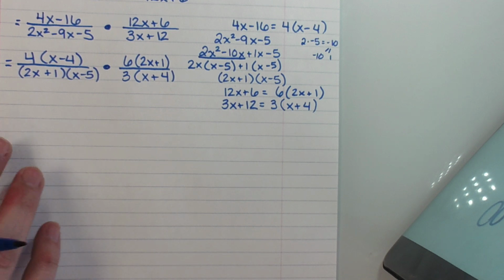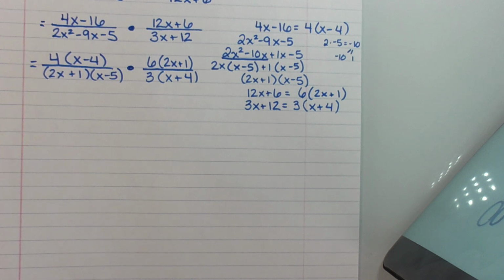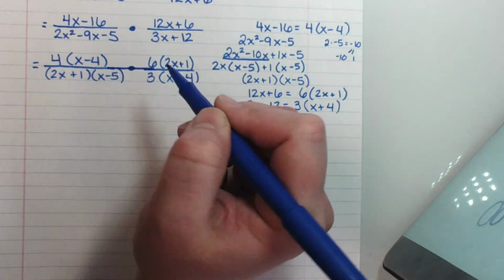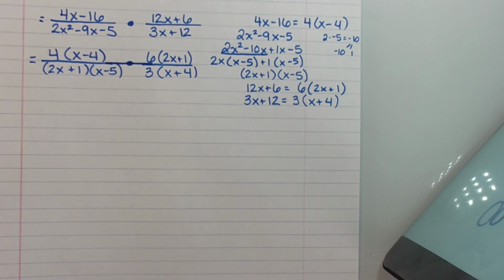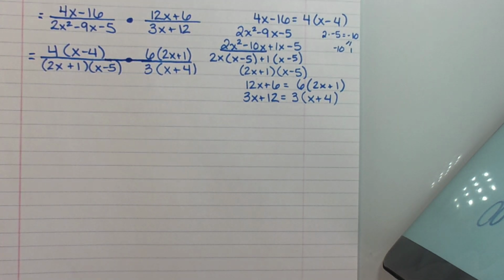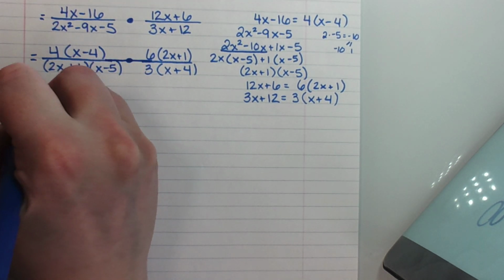Isaac, how do I multiply fractions again? Straight across. Can I make lazy multiply? Kind of ish. There's one problem with lazy multiply here. I got multiple monomials. The 4, the 6, the 3. Monomials should go on front and should multiply together.